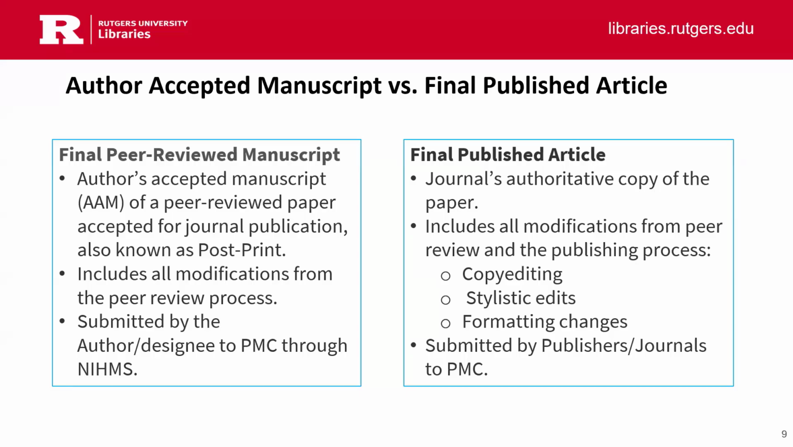Now, if your paper is published in open access journals, some of those journals have an agreement with NLM, the National Library of Medicine, and some you have to make special arrangements with. Then those are the final published articles that are deposited by the journal or the publisher directly in PubMed Central. What is that version? That version means the journal's authoritative copy of the paper. Sometimes if it's published in OA, then you own the copyright, but the journals will agree to put it in PubMed Central. That version includes all modifications from the peer review process and publishing process, including copy editing, stylistic edits, formatting changes, etc. It's usually submitted by journals and publishers to PMC, and authors do not have to do anything about it.